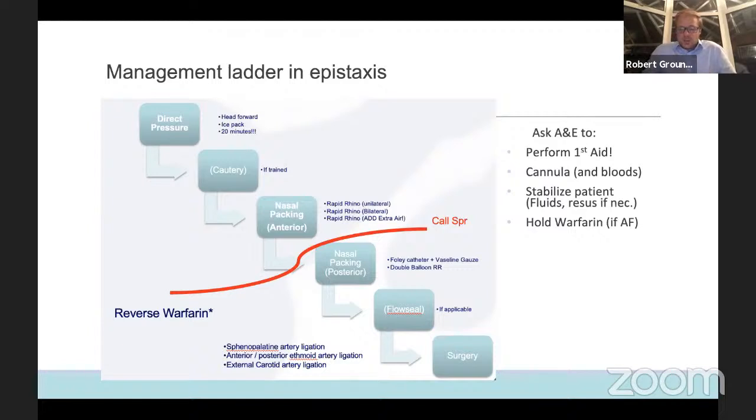And the only thing to think about is that if you do pack a patient's nose in A&E, you are really committing them to an overnight stay, because we have some data suggesting that these work well if you leave them in for about 24 hours. But if you take them out much sooner than 18 to 24 hours, there's a really high chance of rebleed.